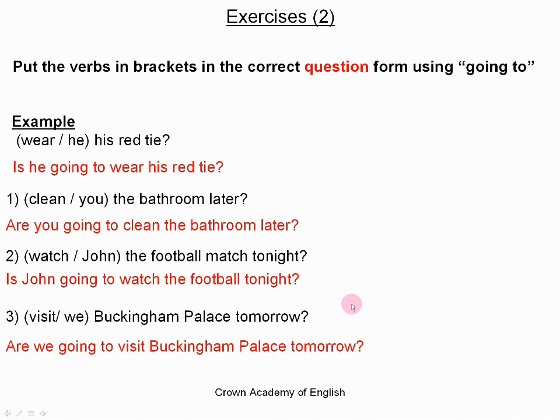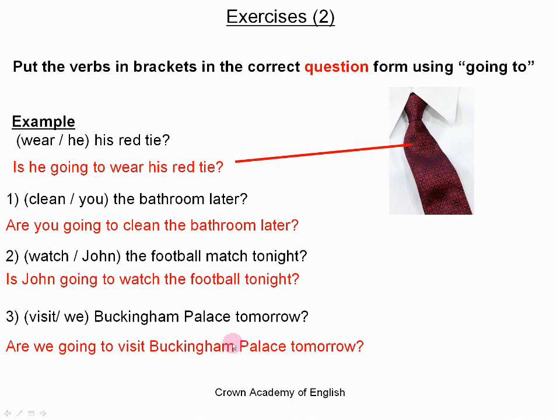Now let's look at some vocabulary. So what is Buckingham Palace? Well, first of all we will look at red tie. So this is a tie. Okay, this is a tie. It is something that a man wears on his shirt. So if a man wears a suit and a shirt, then he will wear a tie as well. So it's this here.